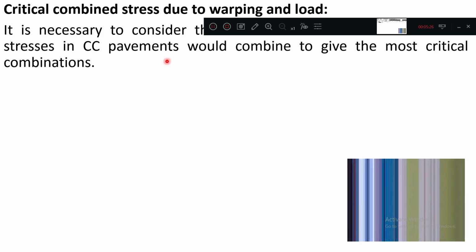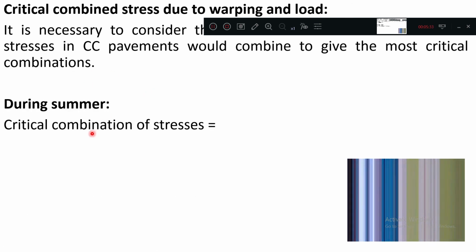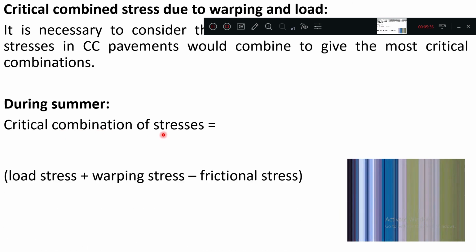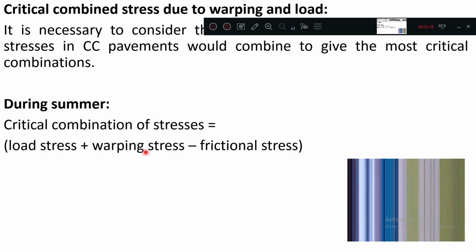Now it is necessary to calculate at different times. We have to calculate the most critical conditions. During summer, the critical combination of stress will be load stress plus warping stress minus frictional stress. Why minus? These two are acting in one direction, and friction is acting opposite to this. That is happening during summer at edge location. You remember this point: load plus warping minus friction at edge region during summer is the critical combination.